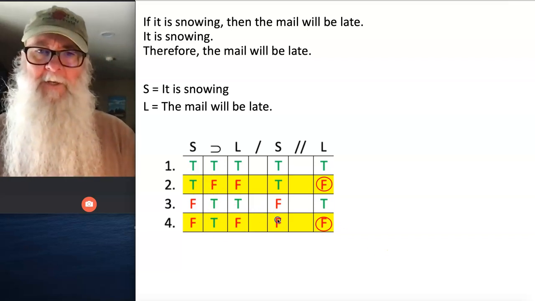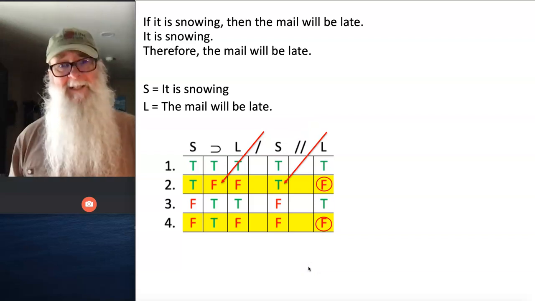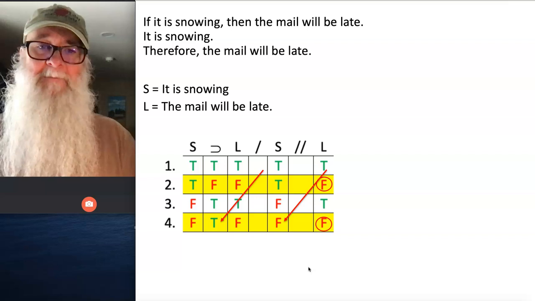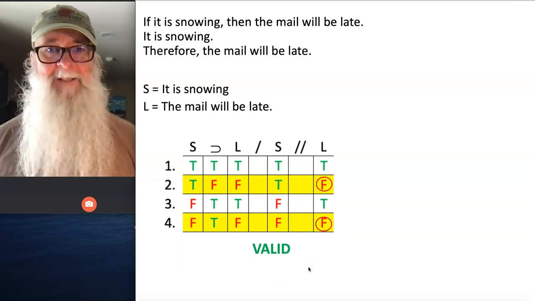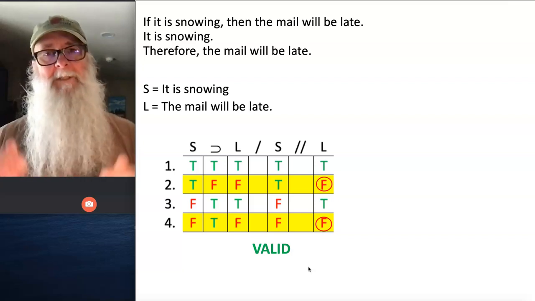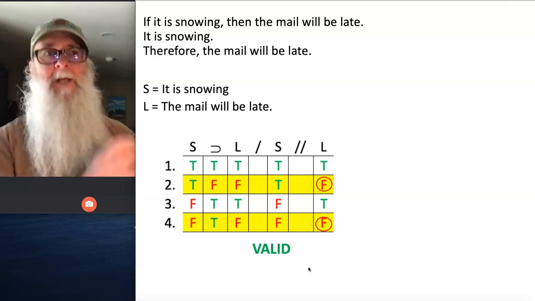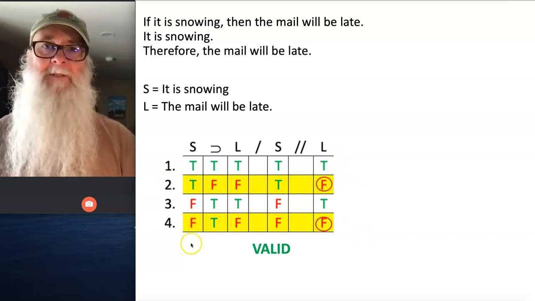Lines 2 and 4, these are our critical lines. On line 2, the first premise is false and the second premise is true. And on line 4, the first premise is true and the second premise is false. What does that tell us? It tells us this argument is valid because we've got all of the possibilities laid out in front of us, and it's not included as a possibility that the conclusion is false at the same time all of the premises are true.